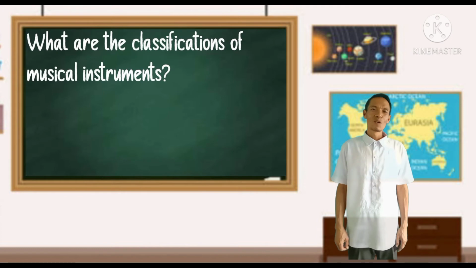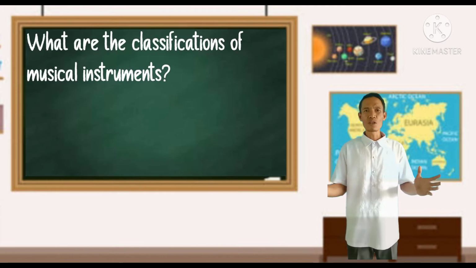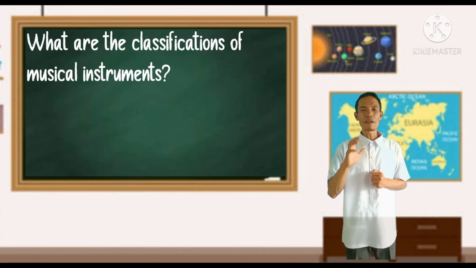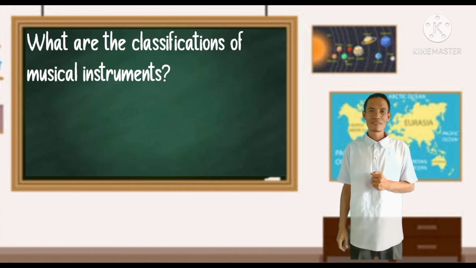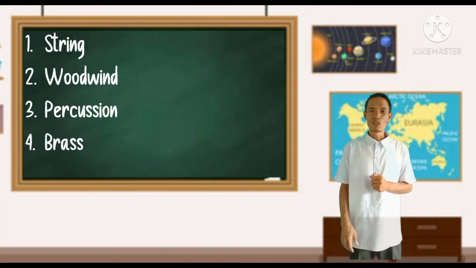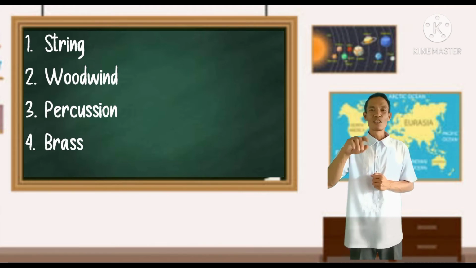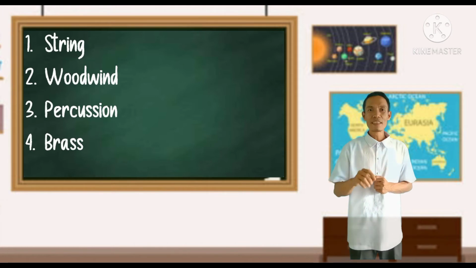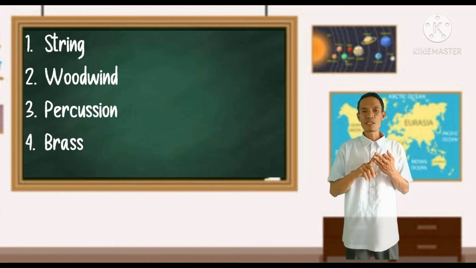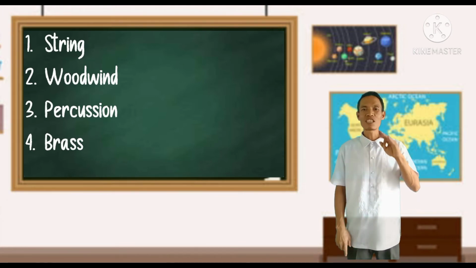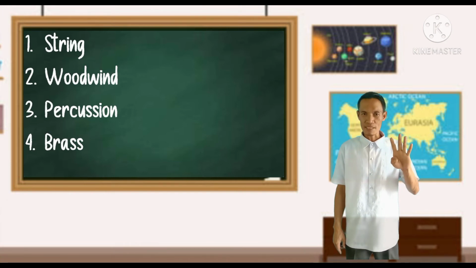Now, what are the classifications of musical instruments? Okay, we have 4 classifications. The first one is string, number 2 is woodwind, third one is percussion, and the last one is the brass.